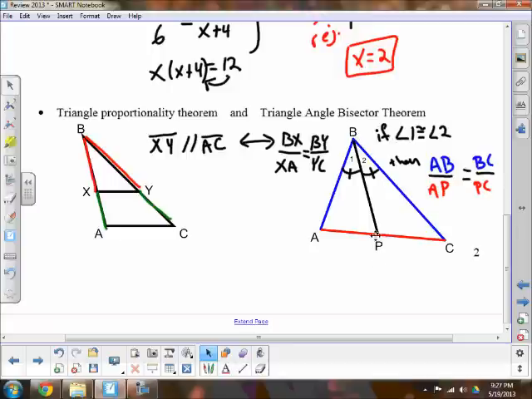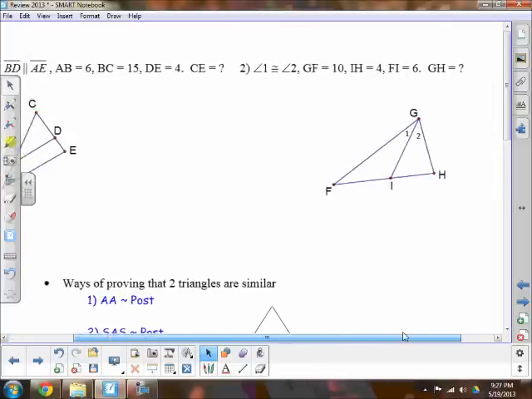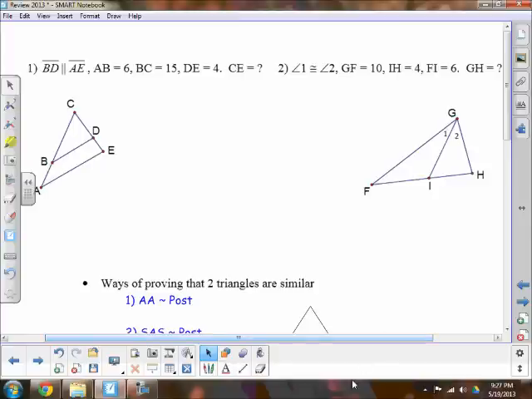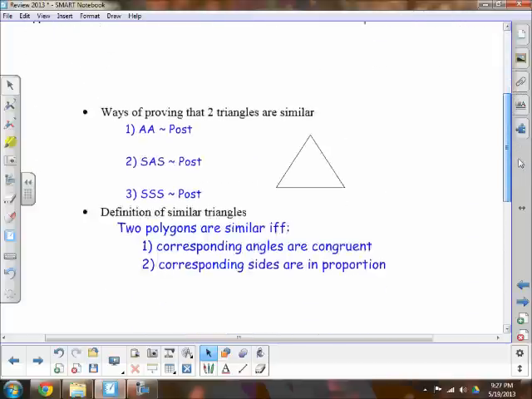Now, one thing to keep in mind with this theorem is that these triangles are not similar. ABP is not similar to CBP, but this angle bisector is cutting these lengths of the triangle into a proportion. So we can use these to tackle these two questions, which I'm going to allow you to try on your own. We will go over questions 1 and 2 in class tomorrow. So pause now and try those two.